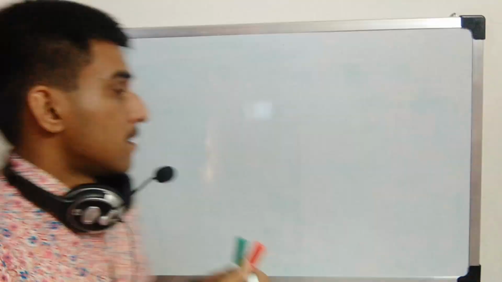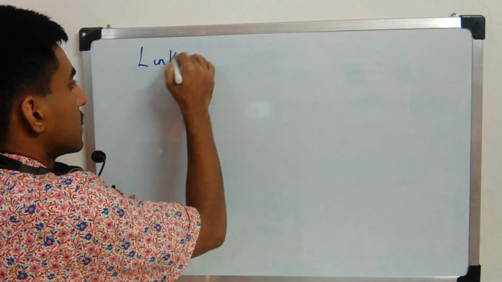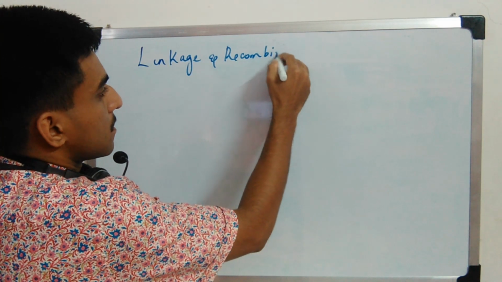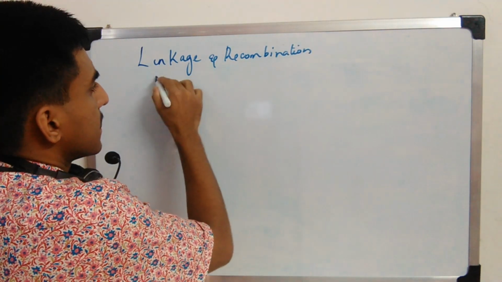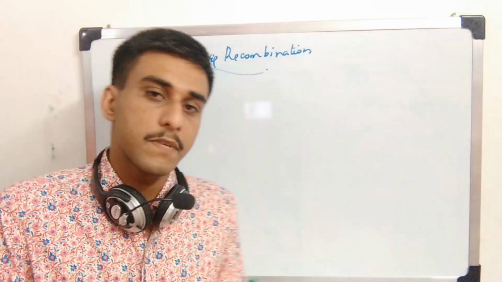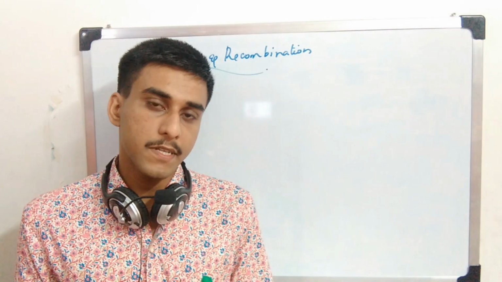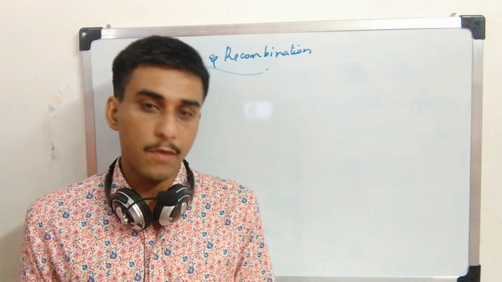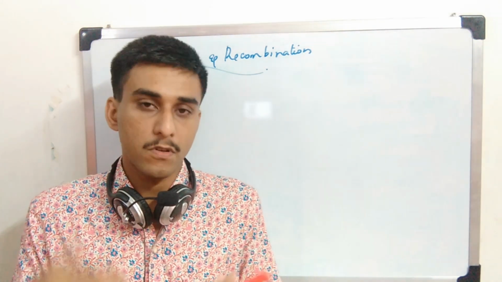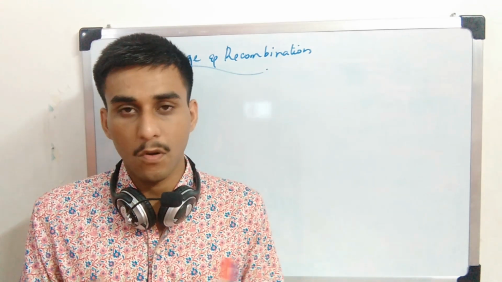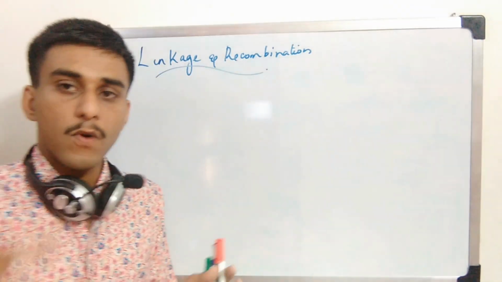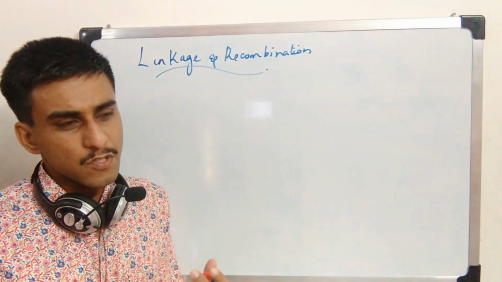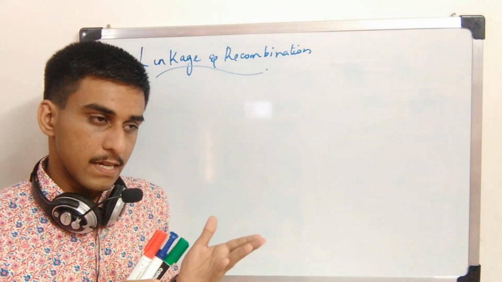So, linkage and recombination. What is linkage? Linkage means something has been linked, and recombination means a revised combination, a combination which is different from the normal combination. I have mentioned what recombination is in the previous lecture. So today we will be dealing with linkage.